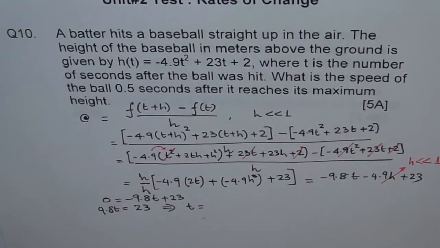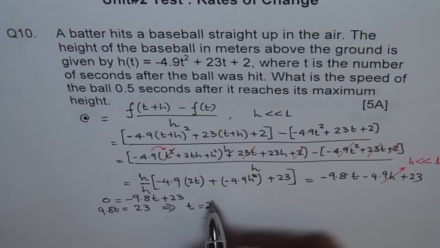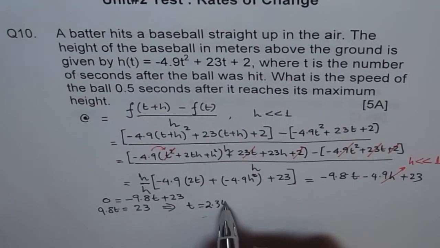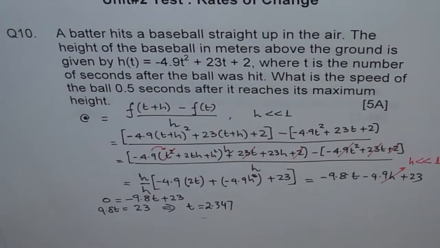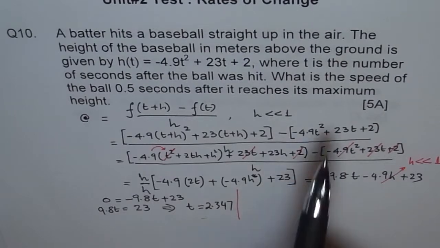So we have 23 divided by 9.8 equals 2.3469. So I can write 2.347. Well, I could round it to one decimal place, right? But I'm not doing it because this value is right there. So I'll just add 0.5 to it, which is the next part, right? So we got zero slope at this point. So this point will definitely give us a turning point, and this turning point happens to be a maximum.